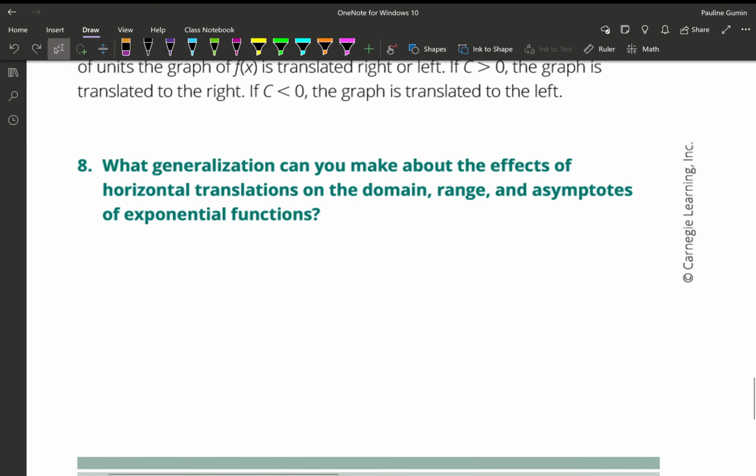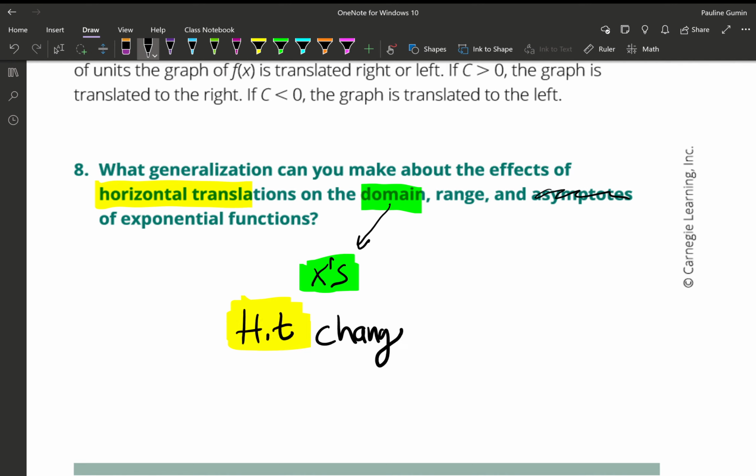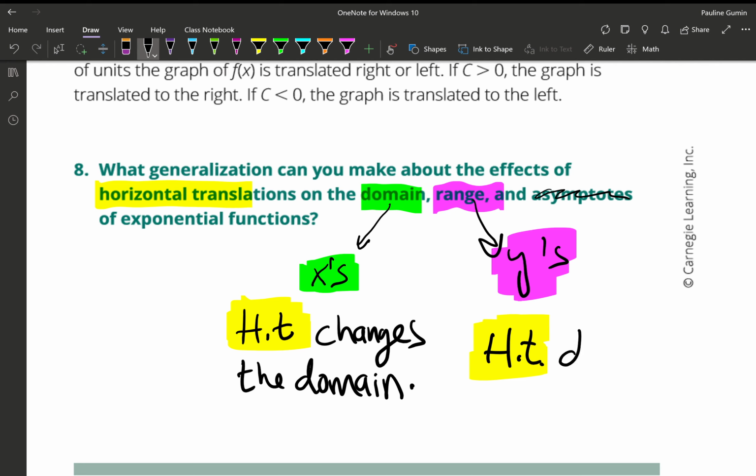For number 8, let's make some generalizations. We're going to talk just about the domain and range, not the asymptote. The domain was our x's. What did the horizontal translation do? Did it change them? Sure did. It changes the domain. Now the range is our y's. Did our y's change when we did the transformations right and left? The answer is no. Horizontal transformation didn't change the range.